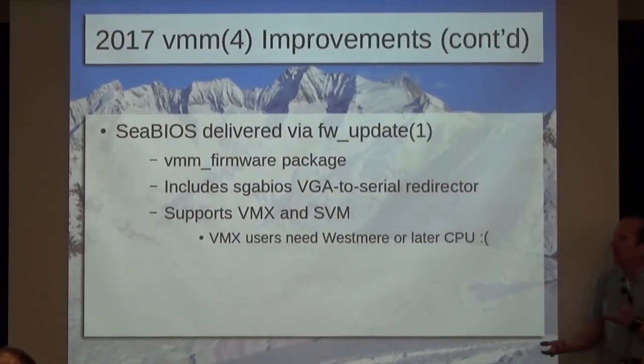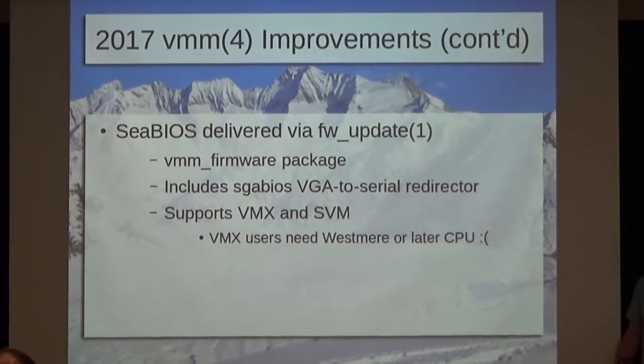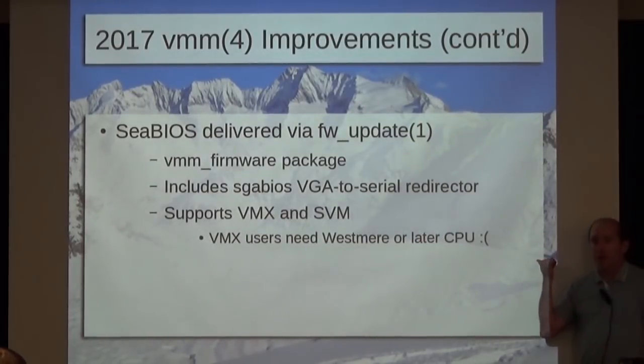Once we got that all wrapped up, we now package CBIOS for delivery to OpenBSD hosts via firmware update. So basically what we do is we treat BIOS as the firmware for the hypervisor. So if you've used fw_update to update your wireless card firmware or your graphics card firmware, you just run fw_update. We detect that you have VMX or SVM capabilities, and we pull down a CBIOS compiled package from one of our ports maintainers. So that's easy.